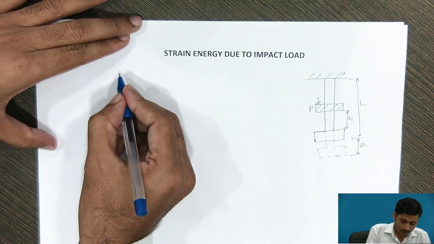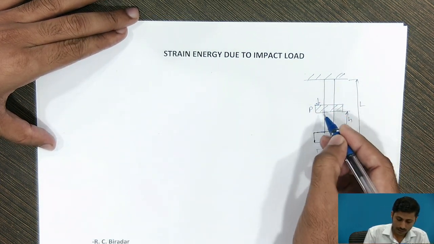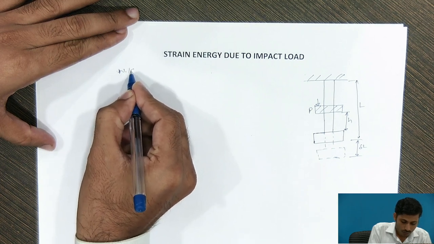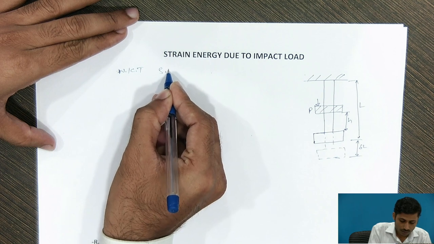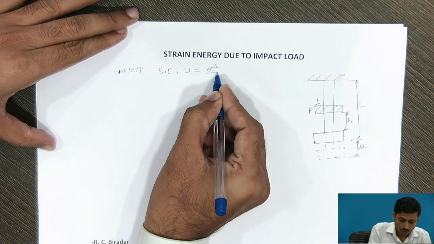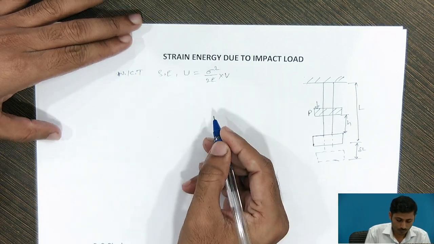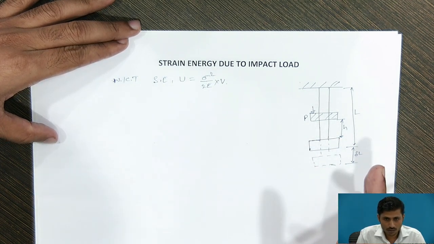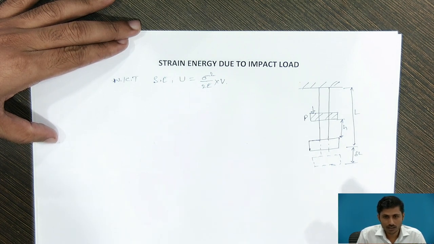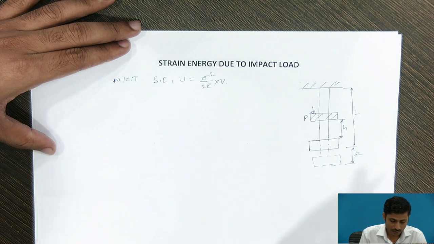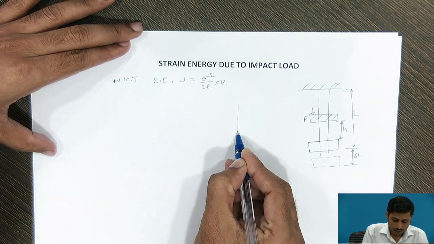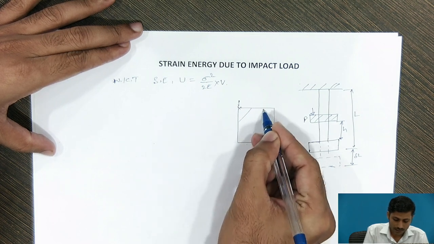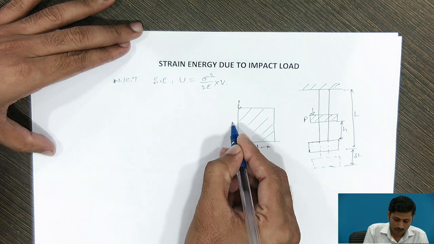So now let us consider this rod, acted on by a load P through a height of H. As already we know, the strain energy U equals sigma square by 2E into volume, and also we know that the strain energy is equal to the work done on the rod. The work done on the rod can be calculated if you know the area under the P delta diagram, that is, if you plot a diagram for load versus deformation. So delta L on the x axis and P on the y axis.